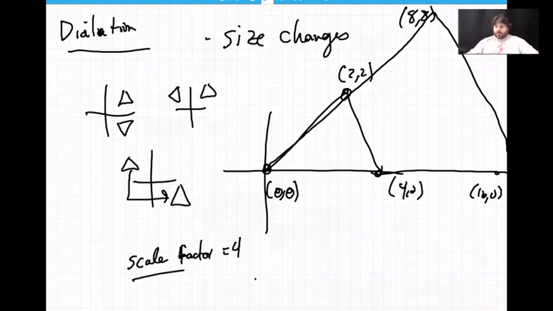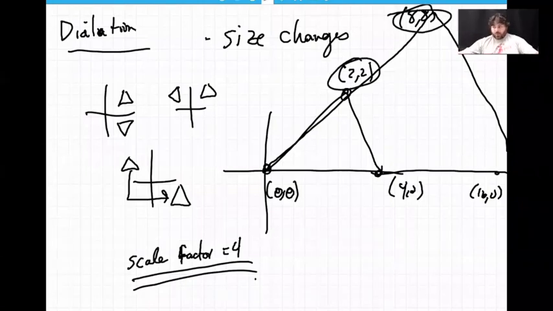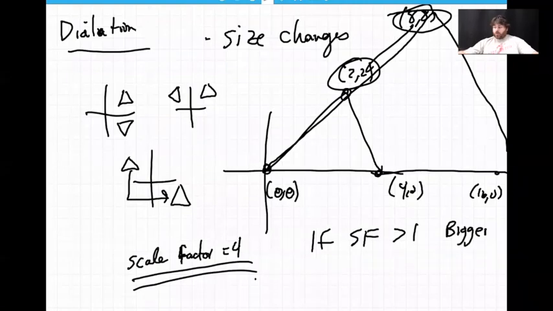So basically, you multiply by the scale factor. Sometimes you'll be asked to find the scale factor, and all you do is divide the big one by the little one to get 4. Like, what number did I multiply by, right? So remember, if your scale factor is bigger than 1, things are going to get bigger, right? Your shape will increase in size. If your scale factor is less than 1, your shape will get smaller, okay?